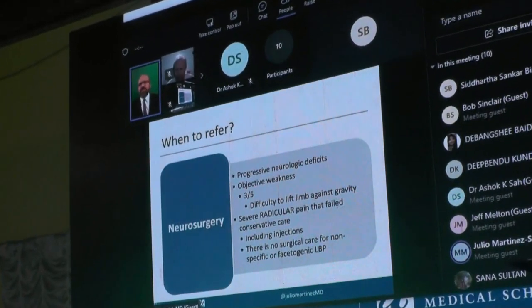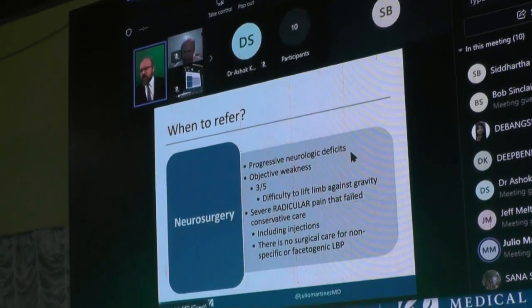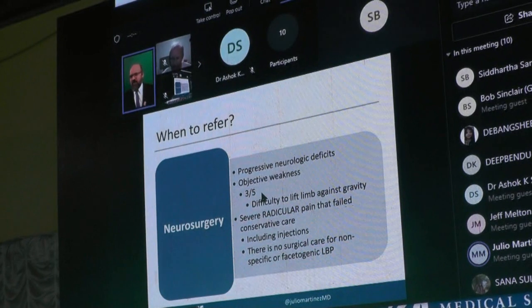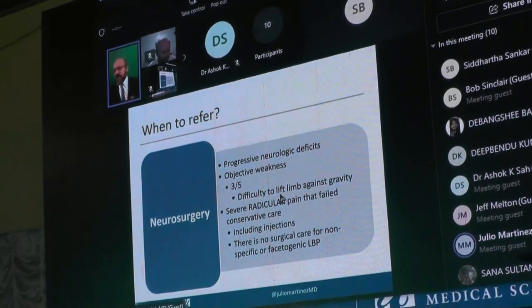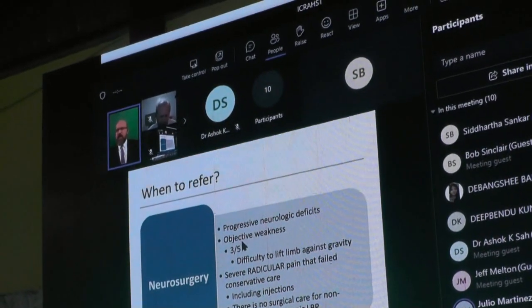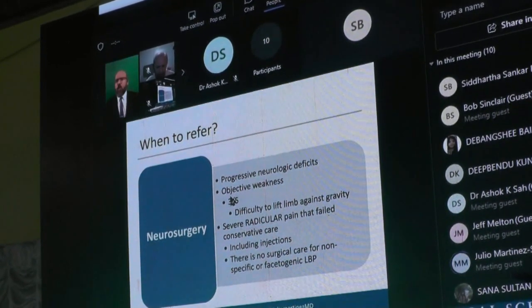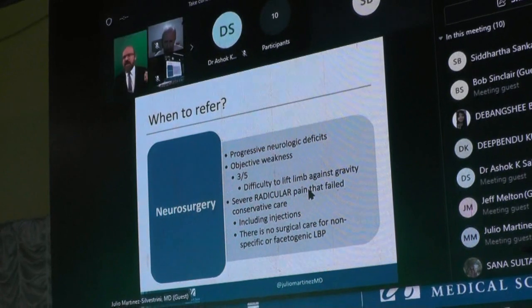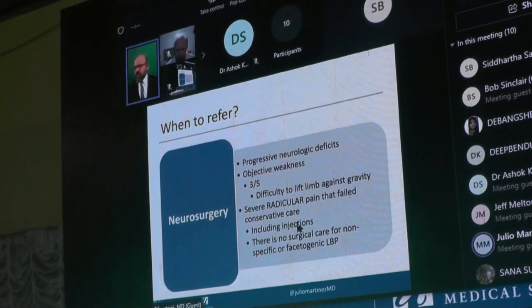Now, when to send a patient to see a surgeon? If the patient has progressive neurologic deficits, getting weaker every time they are seen by the doctor, and they have weakness of 3/5, meaning they can move the leg against gravity but have difficulty lifting it, that may be something that, if not treated quickly with surgery, they may remain very weak. Or patients having severe radicular pain, pain shooting down the leg that does not improve with treatment, including medication and injections, may need to be seen by a neurosurgeon.